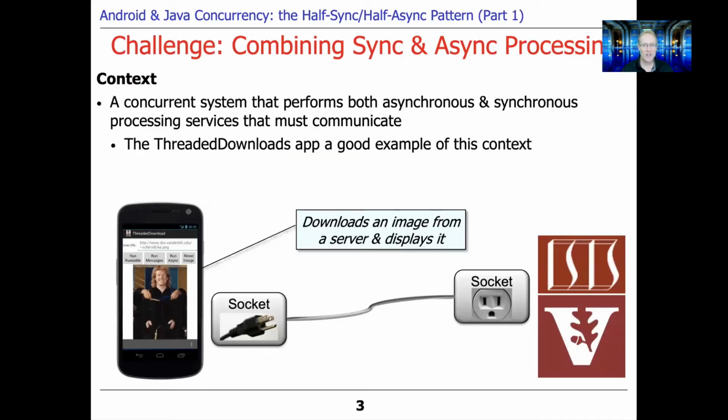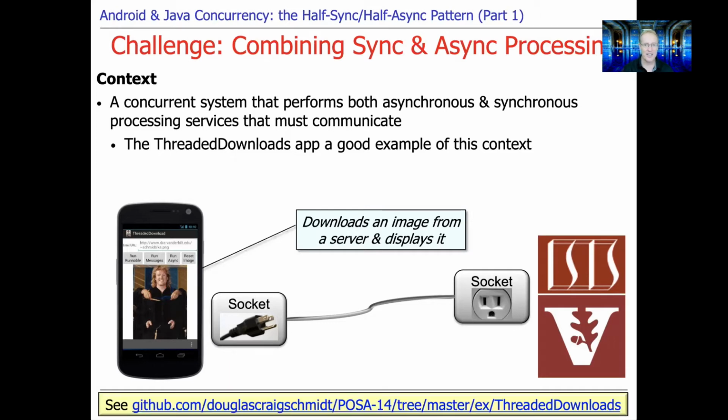So as is our tradition, let's begin with a discussion of the context in which we're going to be looking at this pattern. Concurrent systems, like Android and Android apps, often have to perform both asynchronous and synchronous processing services. And it's often the case that these synchronous and asynchronous services have to communicate with each other in order to carry out their tasks. I'll show you some examples of this, the most important of which will be the threaded downloads app, which you can get from the link at the bottom of the slide below.